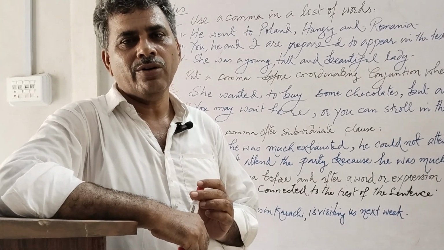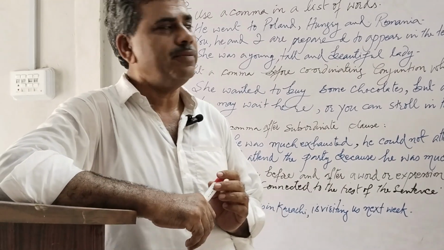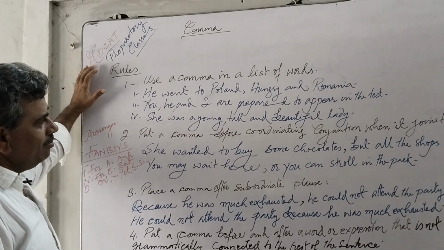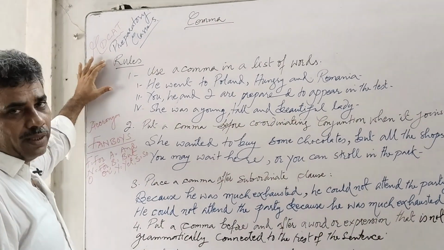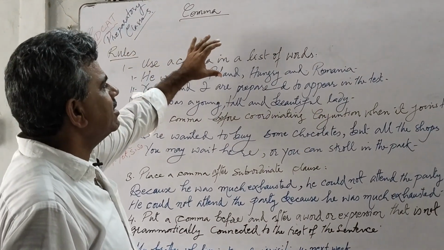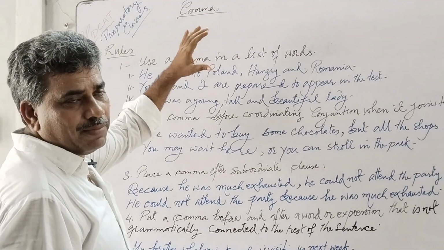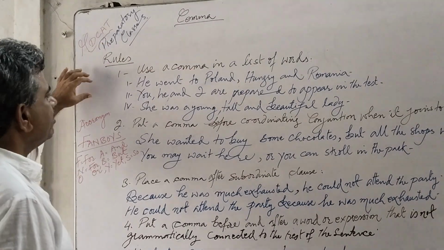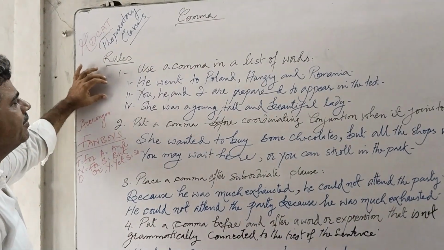Today we are going to learn about the rules to use a comma. We have multiple rules to use a comma. The first rule is to use a comma in a list of words. These words may contain nouns, pronouns, adjectives, etc. We have some sentences here.